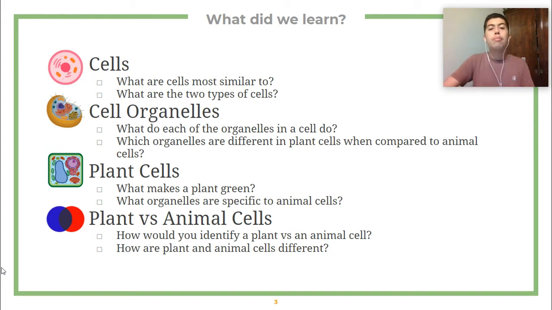Then you went on to learn about plant cells. What makes a plant green? What organelles are specific to animal cells or specific to plant cells? And then you learned about plant versus animal cells. So how would you identify a plant versus an animal cell? And how are plant and animal cells different?